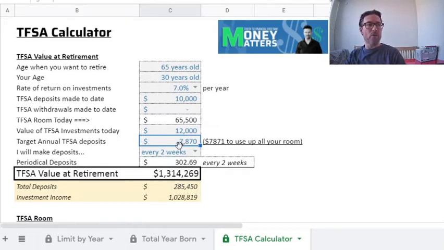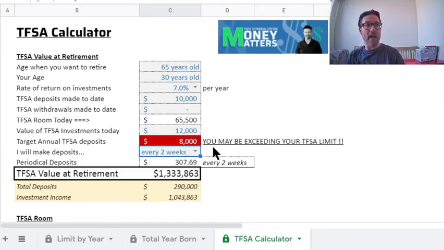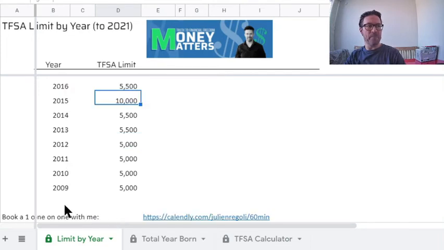Interesting, eh? The tool also flags if you're pacing yourself to over contribute. So say you decide to put $8,000 from now to retirement, and it'll flag that you might be exceeding your TFSA limit. Now the assumption here is that the limit will be $6,000 from now till your retirement. And that might not be the case, because if you look at the tendency of the limit, the program started in 2009. The limit was $5,000, and you can see that the first 4 years it was $5,000, and after the 4th year it bumped up to $5,500. You see that?